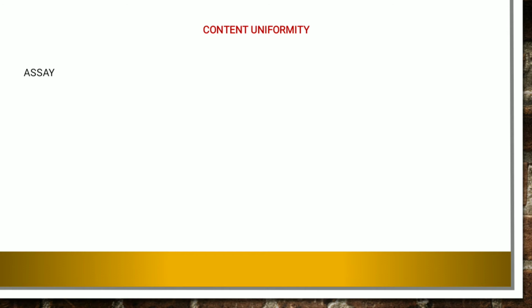The tablet passes the test if 9 of the 10 tablets contain not less than 85% and not more than 115% of the labeled drug content, and the 10th tablet may not contain less than 75% or more than 125% of labeled content. If these conditions are not met, the remaining 20 tablets are assayed individually and may not fall outside of the 85 to 115% range.